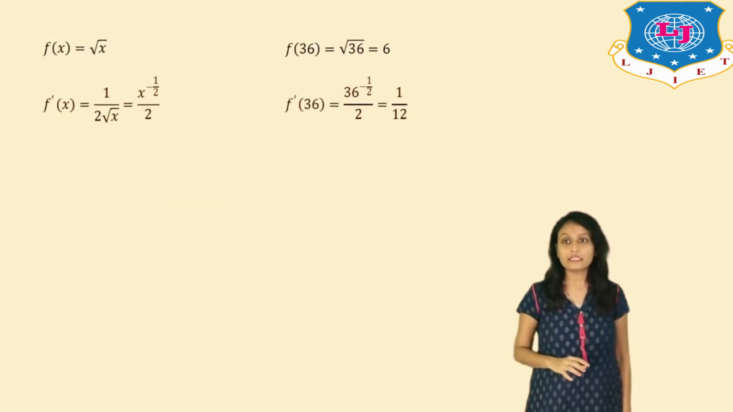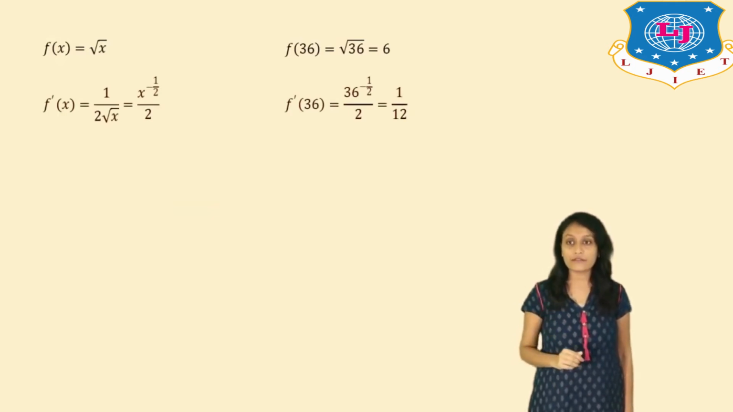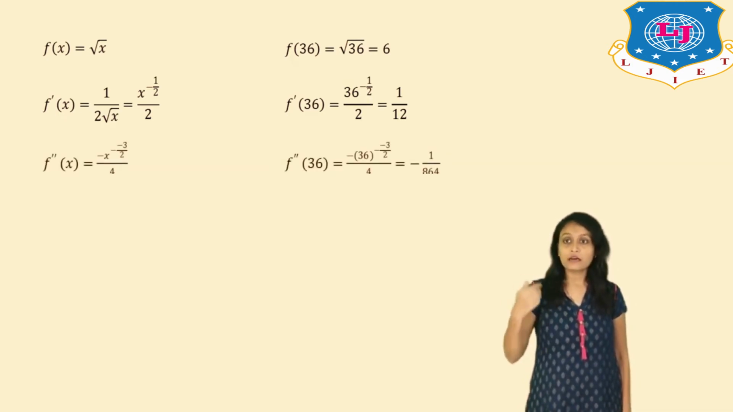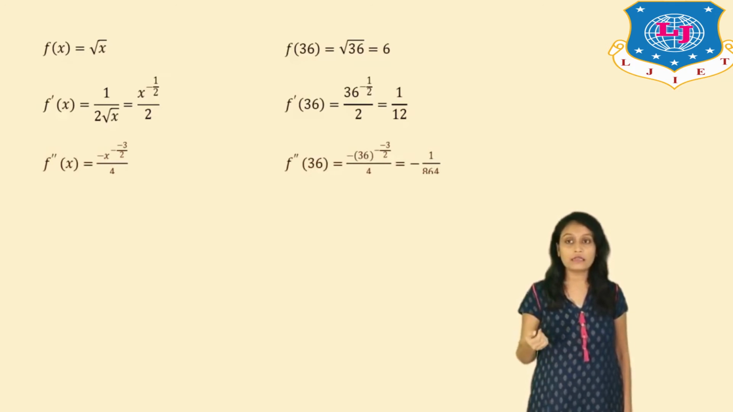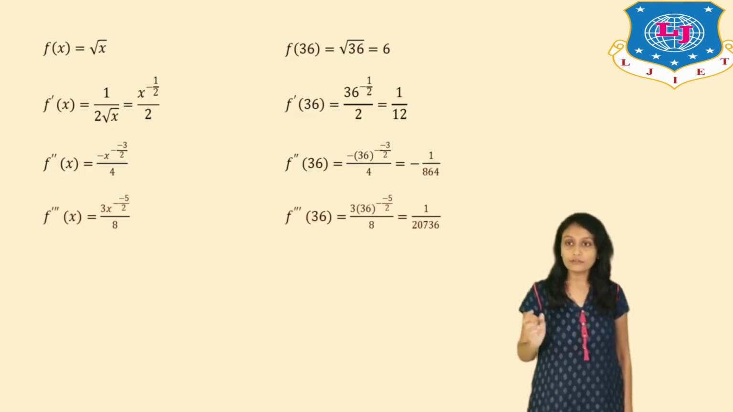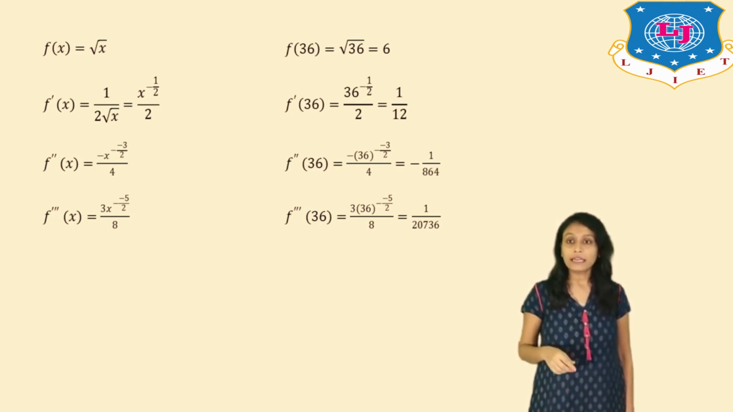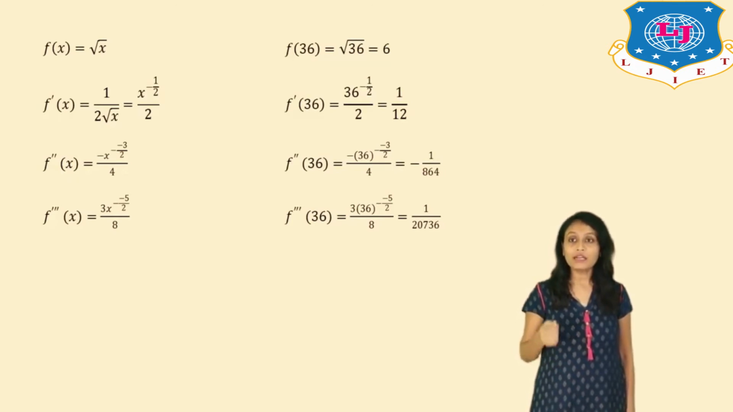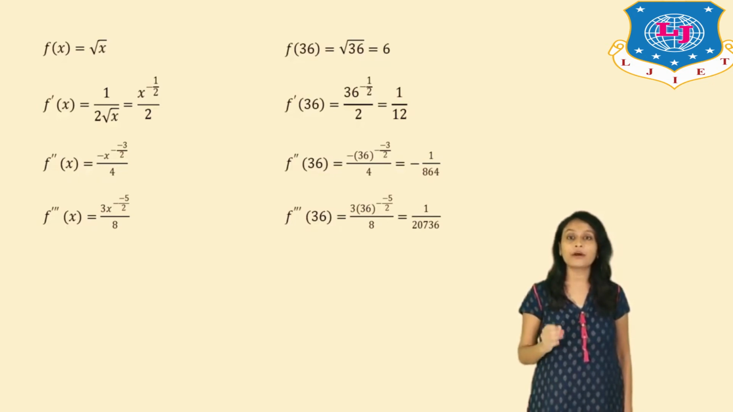So now we have to take its derivative. The first derivative, that is f dash x, the derivative of under root x, is 1 upon 2 root x. Next, again find its derivative, so it will be minus x raised to minus 3 by 2 upon 4. Again we find its derivative, the third derivative, that is 3x raised to minus 5 by 2 upon 8. Here we have used the formula: the derivative of x raised to n is n x raised to n minus 1. Now our x is 36, so we have to find the value at the particular point 36.